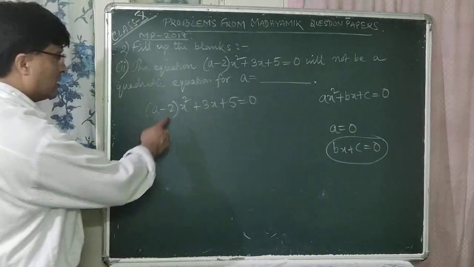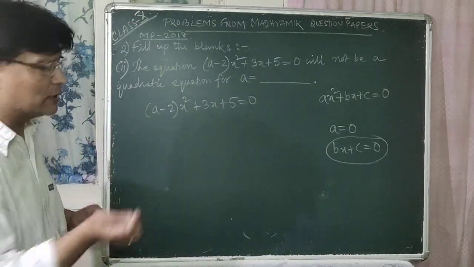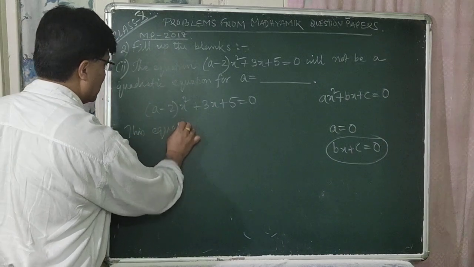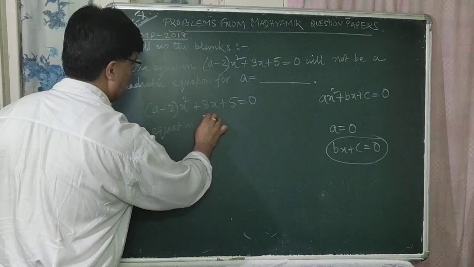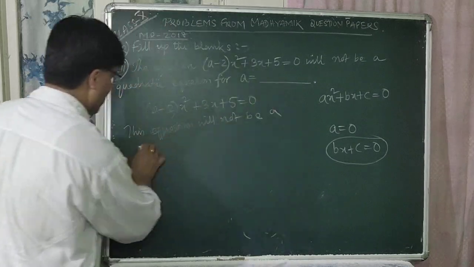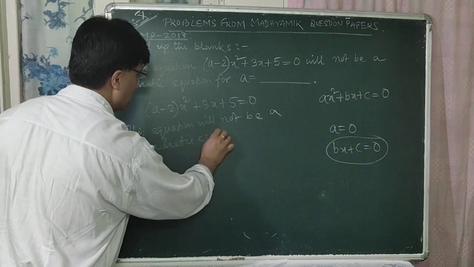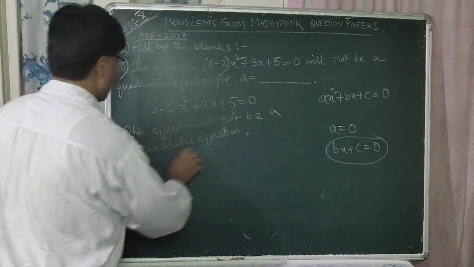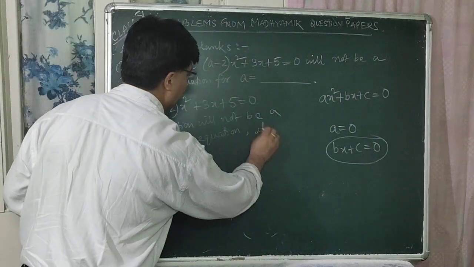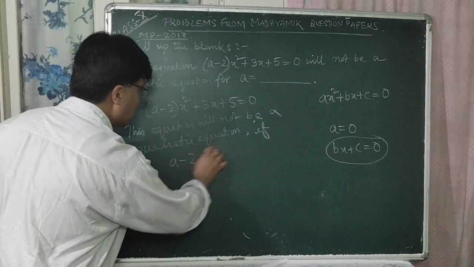So in that case, this a minus 2 should be 0. Then only 0 into x square will be 0, isn't it? So this equation will not be a quadratic equation if a minus 2 is equal to 0.